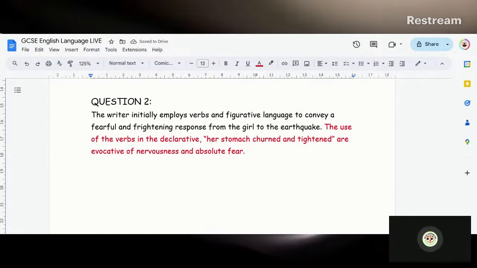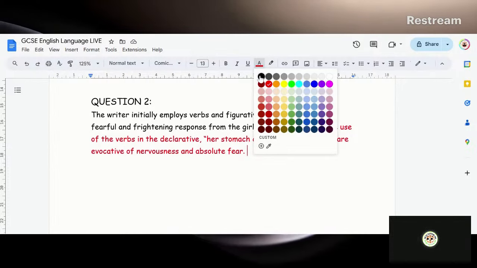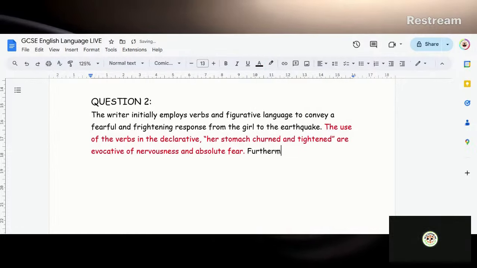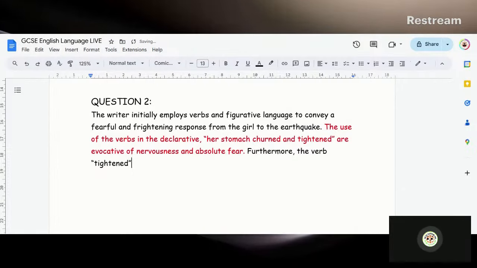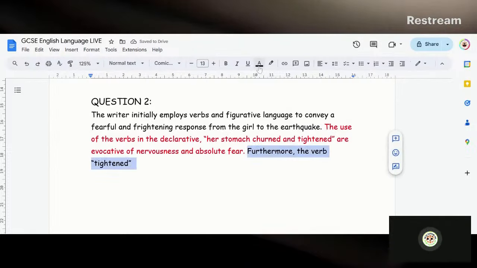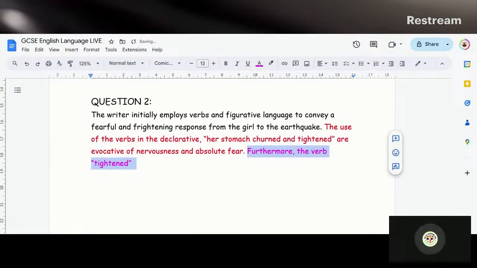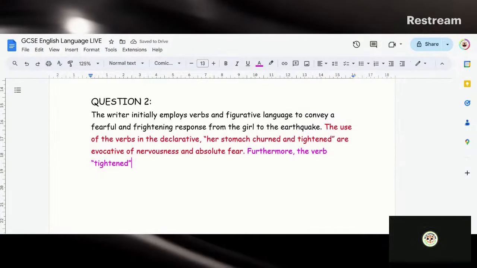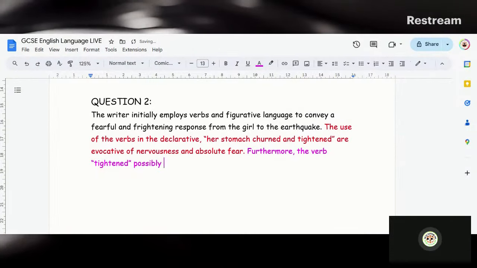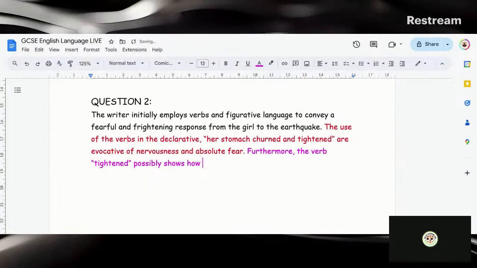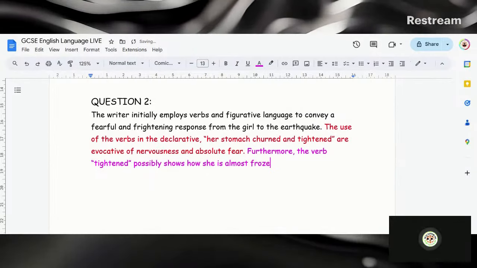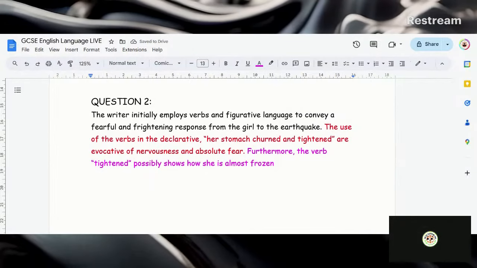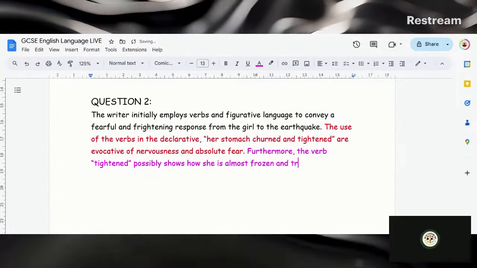Okay, now we're going to embed our second point to further strengthen the argument. We can say furthermore, the verb tightened. So we're doing a zoom here. So let's change this to pink. So furthermore, the verb tightened possibly shows how she is almost frozen and fixed and transfixed in fear.